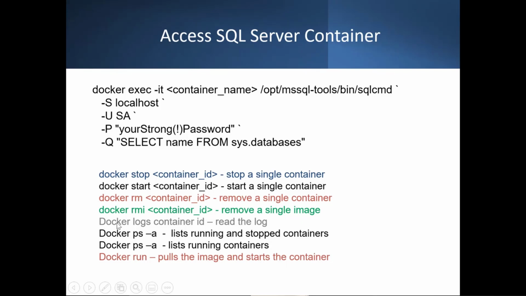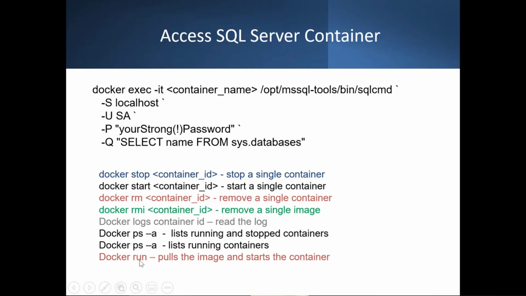If you want to read the log to know more about it, this is the command you can use, Docker logs container. And then Docker ps -a, sorry. The -a lists all, for example, the running and stopped containers. If you remove that -a, it will list only the running containers. I forgot to remove this, just remember that.